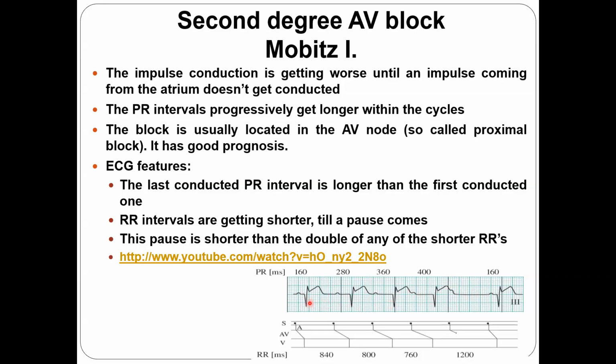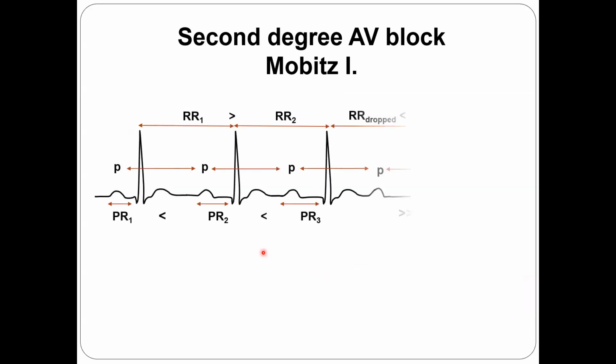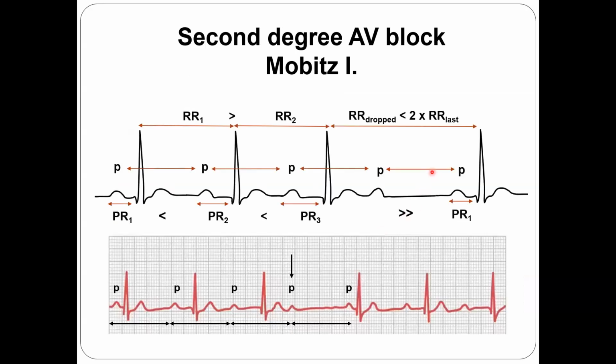Now, this is not how you recognize a second degree Mobitz type 1 AV block, but it's very important when we're talking about the P wave, because we only have the P wave in an AV block. If you had to diagnose Mobitz type 1 AV block based only on the QRS complex, you have to evaluate how the RR is changing. Importantly, the distance between the last conducted and the first conducted R is less than twice the last RR interval. You should keep this in mind.